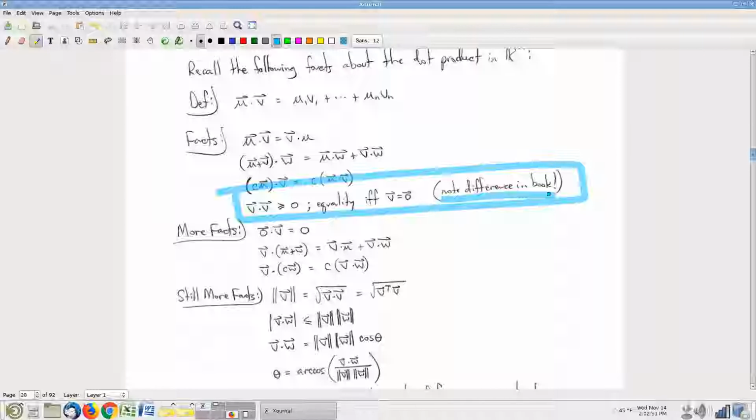You'll notice that in the book, they don't require that the dot product of a vector with itself be positive. They just observe, as a slightly weaker statement, that the dot product of a vector with itself is only 0 if you're talking about the 0 vector. They kind of leave open the door to the possibility that maybe it's negative. And we know it isn't. Well, anyway, it turns out that's going to make a difference. So, heads up on that difference.